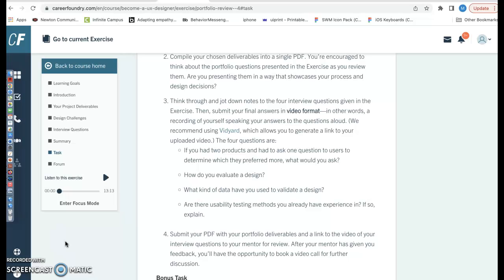How do I evaluate a design? It comes down to two basic ideas. Is it useful? Okay, can the user actually use it for what they need? And is it user-friendly? And so if those two things are happening, your product is generally going to be successful because the user will be able to purchase the app or have the app and use it.